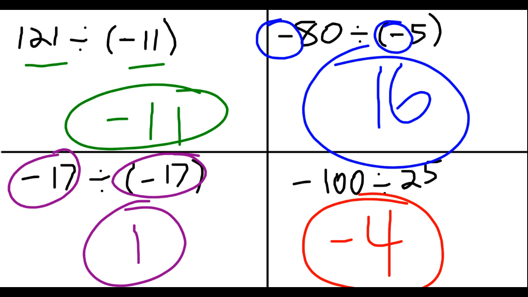So that's all there really is to multiplying and dividing with negative integers. You do the operation exactly the way that you see it, and then you apply the sign rule at the end. Same signs, your product or quotient is positive. Different signs, your product or quotient is negative.